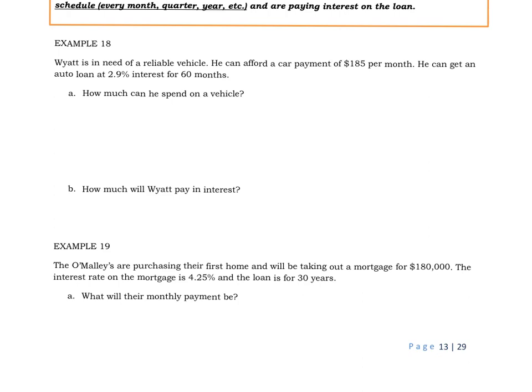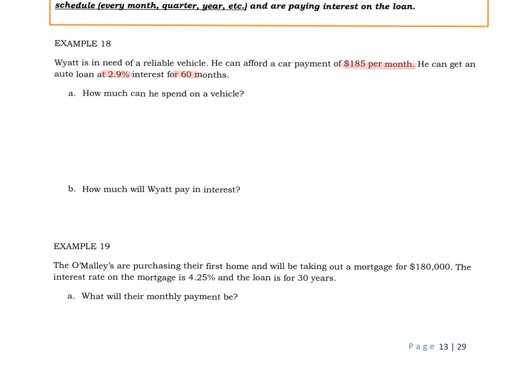Finance, Example 18. Wyatt is in need of a reliable vehicle. He can afford a car payment of $185 per month. He can get an auto loan at 2.9% interest for 60 months. So we might want to remind ourselves that usually our time is in years on our formulas. So we need to think about that.